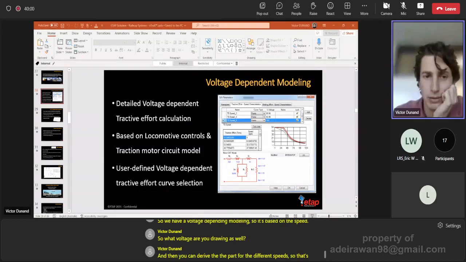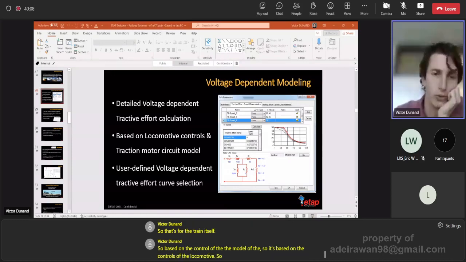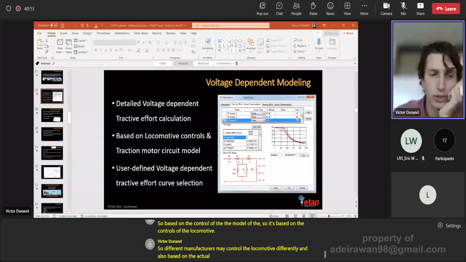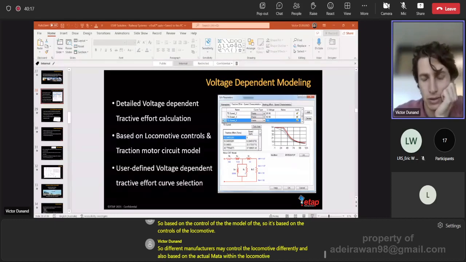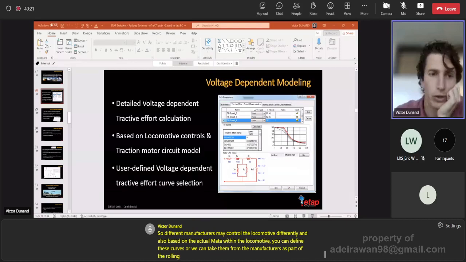So that's for the train itself. It's based on the controls of the locomotive. Different manufacturers may control their locomotives differently, and it's also based on the actual motor within the locomotive. You can define these curves, or we can take them from the manufacturers as part of the rolling stock library that we have. So that's the first aspect of it.